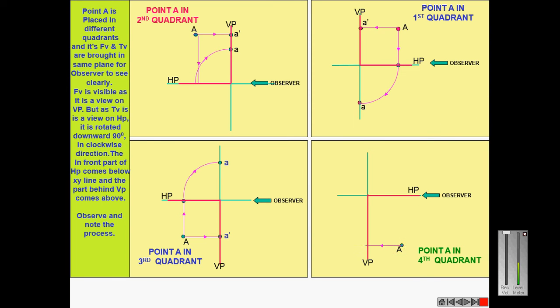And the last case is, if an object is in the fourth quadrant, its front view, A dash, will be on the vertical plane, and the top view will be on the horizontal plane. Then you rotate the horizontal plane 90 degrees in the clockwise direction, and your top view will be below the XY line. So these are the basic concepts of projection.